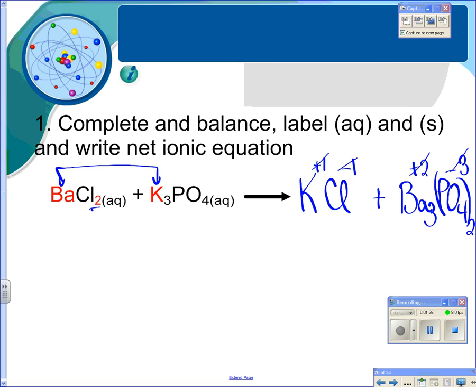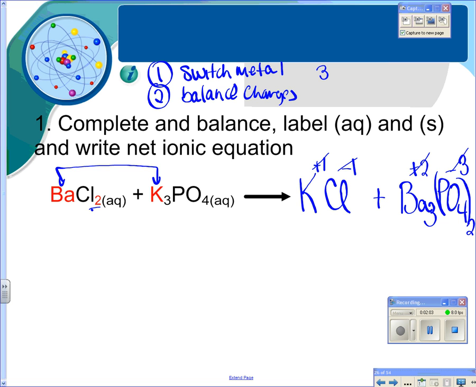So after we've done that, our next step is to balance. And so kind of going through our steps, one is that I switch the metals in the reaction. So I'm just going to make a list of things that we're doing. Then 2, I balance the charges on the new compounds. And then 3, it's kind of like just this little checklist, I balance the equation.